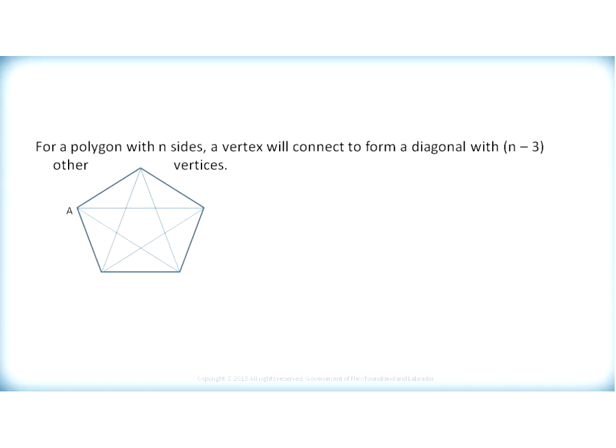So for any polygon with n sides, n could be any number, could be 4, 5, 6, 7, 8, 9, 10, whatever number you can think of, a vertex will connect to form a diagonal with n minus 3 other vertices. The reason being, just like in our pentagon here, each vertex is going to be adjacent to 2 other vertices, and it's going to be a 3rd in the polygon. So there's always 3 vertices that any single vertex will not be able to form a diagonal with.